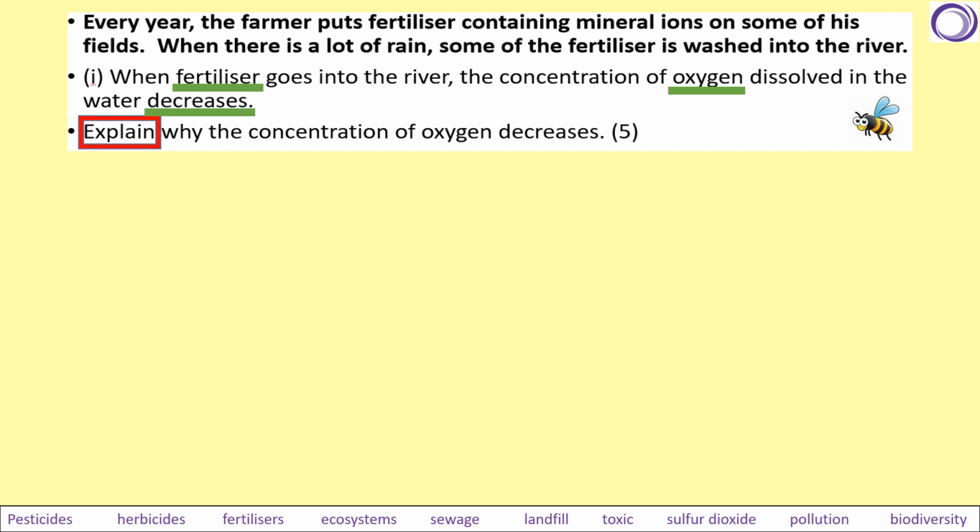As you can see, I've already bugged my question. I've boxed the command word explain and I've underlined some key things that will help me hopefully focus in on the key points, such as fertiliser, oxygen and decreases. You might have underlined other words, that's fine. So let's see how you did with your answers.